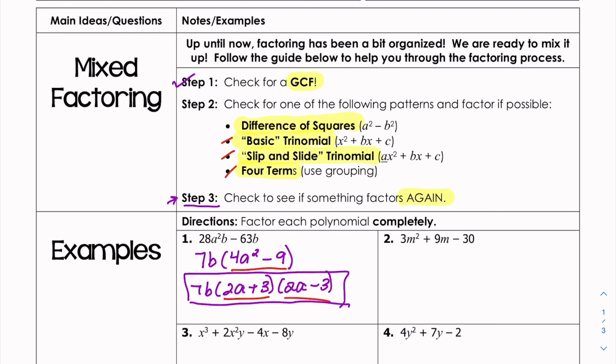All right, looking at number 2, 3m squared plus 9m minus 30. Thinking about a greatest common factor first, so let's look at our coefficients of 3, 9, and negative 30. We're able to take 3 out of this. We can't take m out because it's not common to all the terms, so it's just a 3. And inside we have m squared plus 3m minus 10.